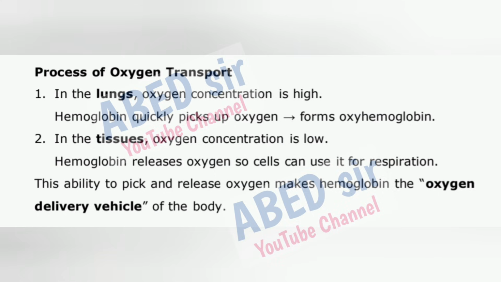Process of oxygen transport. 1. In the lungs, oxygen concentration is high. Hemoglobin quickly picks up oxygen, forms oxyhemoglobin. 2. In the tissues, oxygen concentration is low. Hemoglobin releases oxygen so cells can use it for respiration. This ability to pick and release oxygen makes hemoglobin the oxygen delivery vehicle of the body.